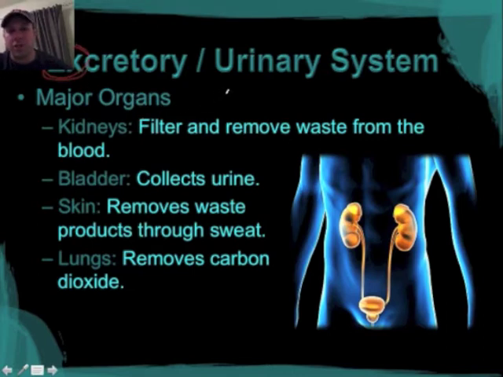Part of the excretory system is the urinary system. The urinary system is all about filtering the blood and getting the waste products out of the blood. You have the kidneys, which are the two primary organs of the urinary system. Okay, blood goes into the kidneys. The kidneys filter the waste products out of the blood. Those waste products came from the cells. They're in the blood. The kidneys filter them out, and then the waste product builds up in the bladder.